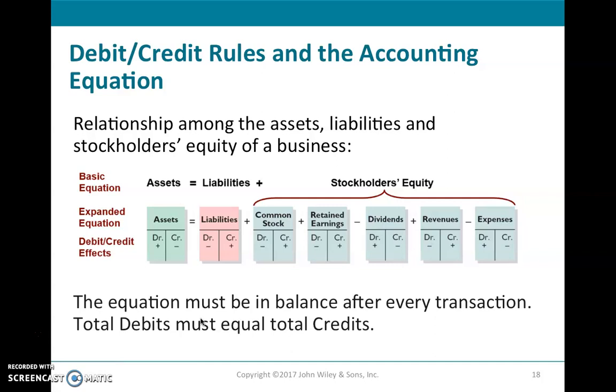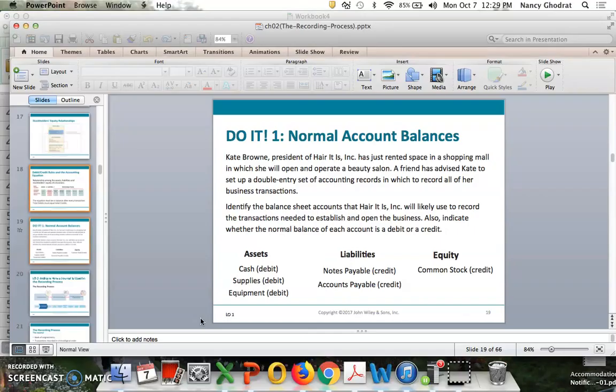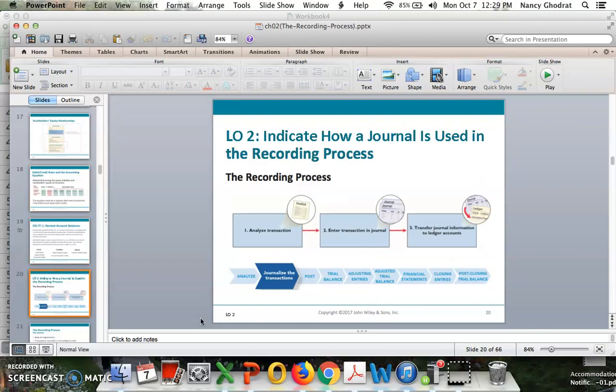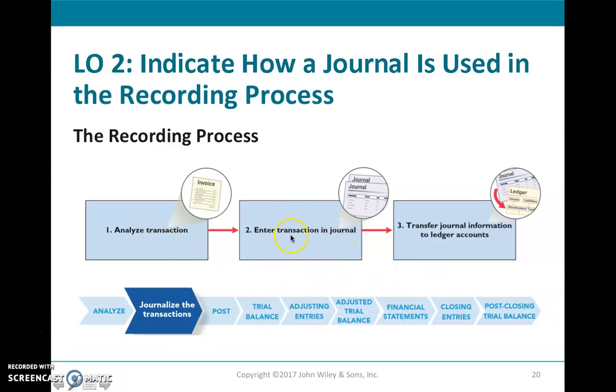Now, there are 2 very important documents that we need to go over in chapter 2. One of them is called a general journal, and the other one is the general ledger, and they are used in the recording process. In the recording process, first we analyze transactions, then we journalize them, meaning put an entry in the general journal, and then we post them to the general ledger.